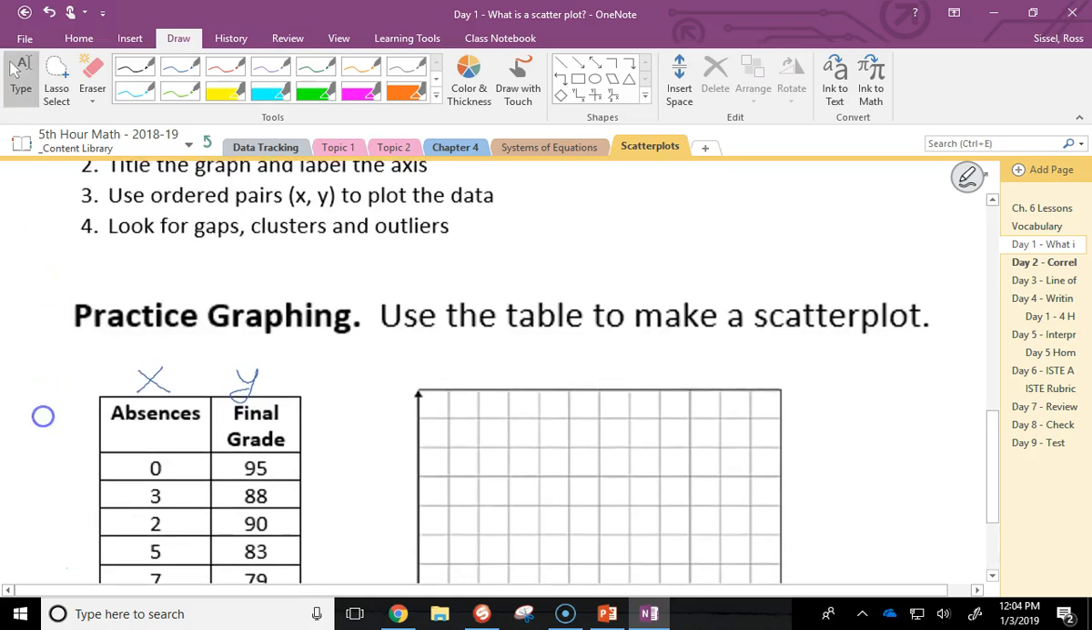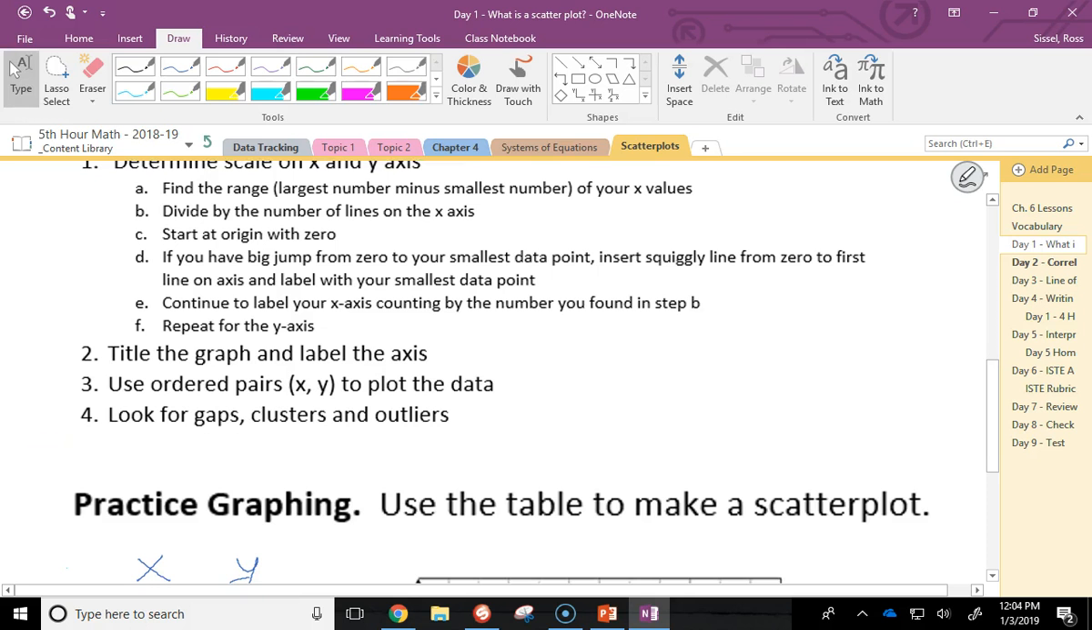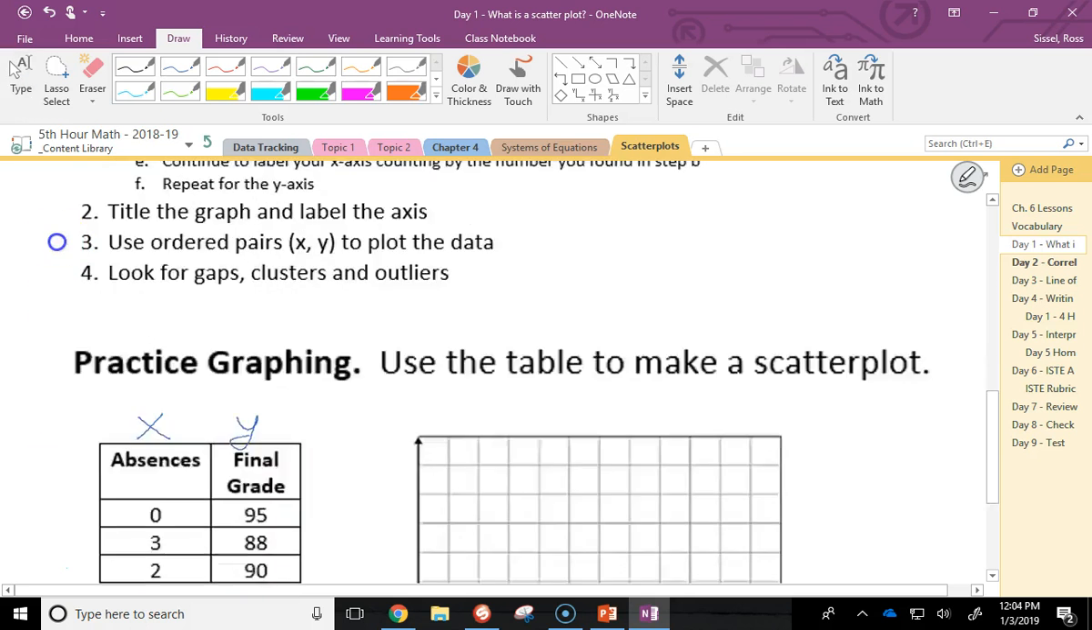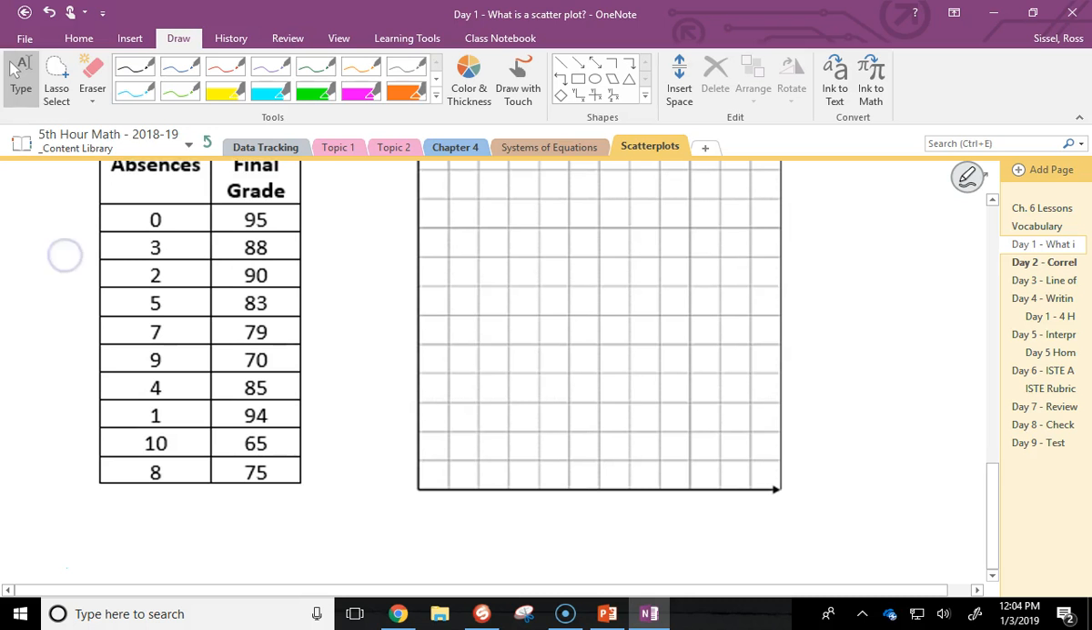Now, if I look back at the first instructions, find the range of my X values. What is the largest number? 10. What's my smallest? 0. So my range is between 0 and 10. How many lines do I have on this x-axis? If we count, I have 1, 2, ... 12. We have 12. Do I need to divide and break this up, or can I go by ones? We can go by ones. Make sure you understand this.